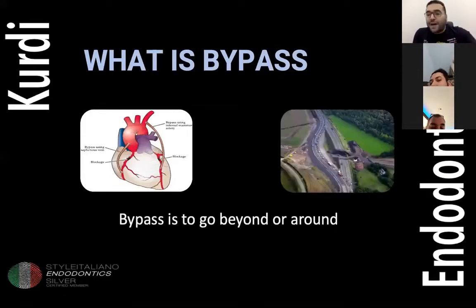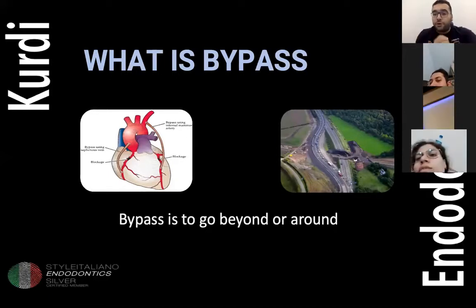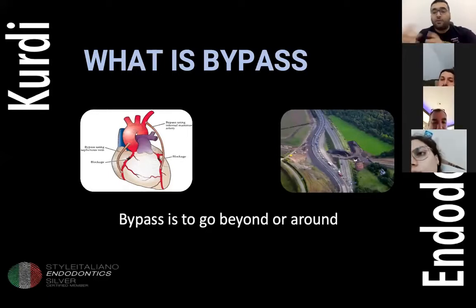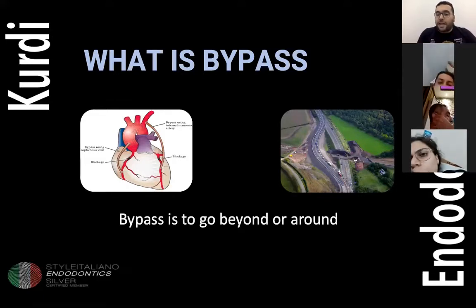The other question, what is bypass? If we look at the word bypass in the dictionary or at Wikipedia or in Google, we will see that the word bypass is related to the cardiology department. This is coronary artery bypass. When the coronary artery has a blockage, they do this kind of coronary artery bypass so the oxygen-enriched blood can supply the muscles of the heart again. The word bypass is to go beyond or around something.